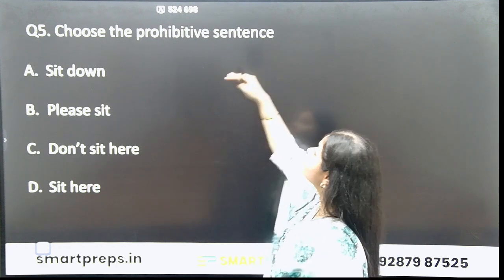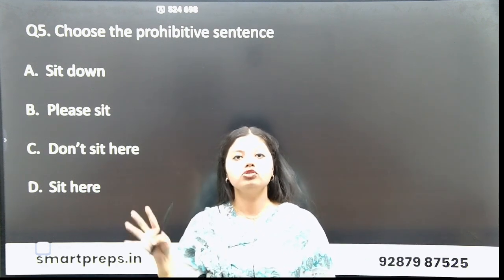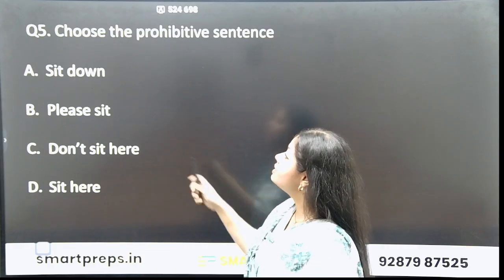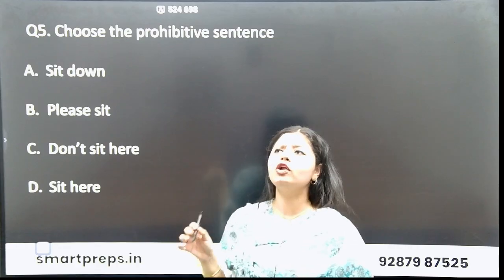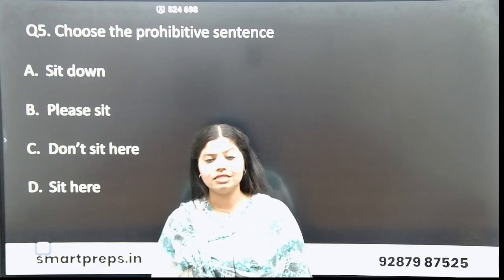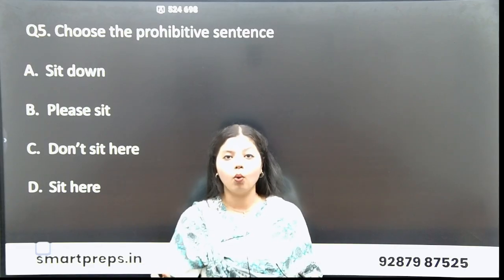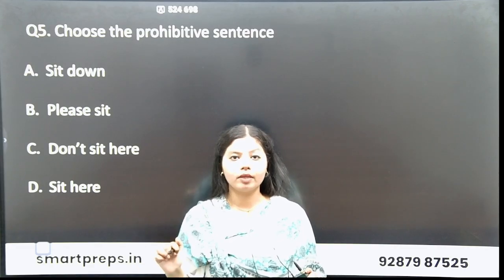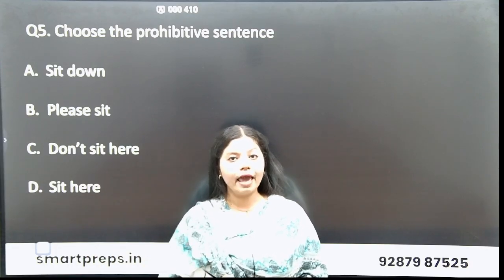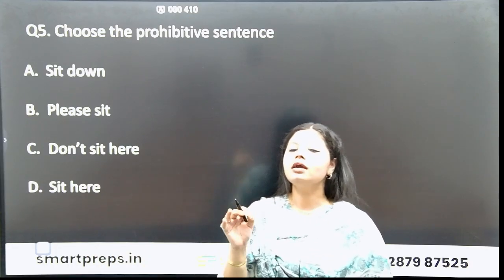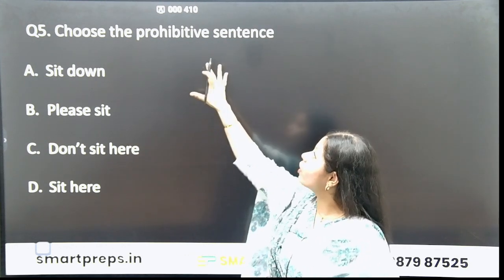Choose the prohibitive sentence. Prohibitive sentence when we are ordering something of prohibition. Sit down, please sit, don't sit here, sit here. So whenever we are giving a prohibition sentence, we'll be always using what? Prohibition means we are cancelling something. We are giving an order to not perform that particular action. Yes, so we are using what? Not here. So don't sit here will be the correct prohibitive sentence.